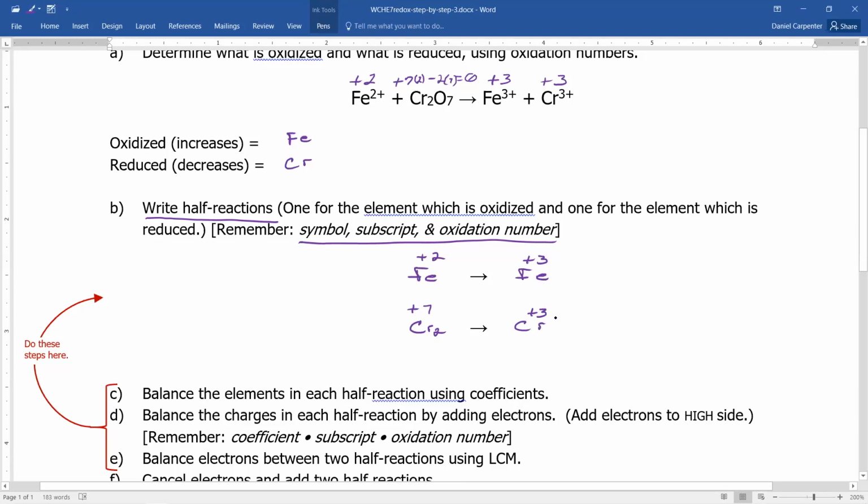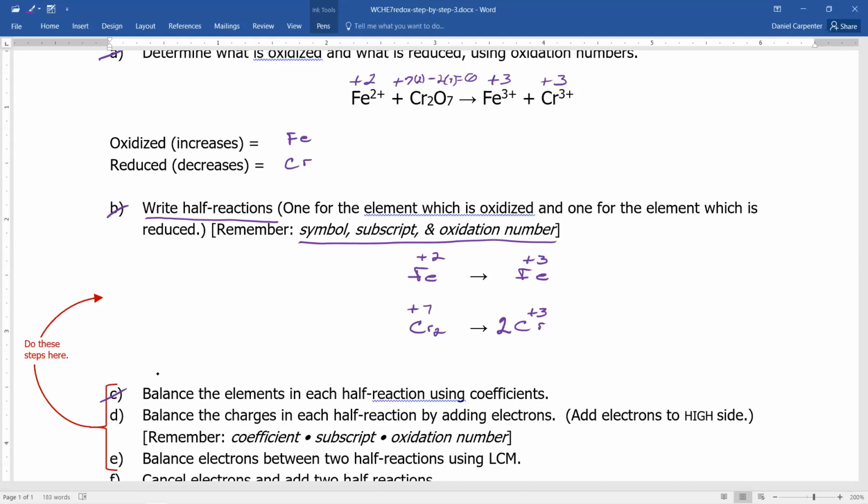So there's step B, the half reactions. Then step C, balance the elements in each half reaction using coefficients. Notice that iron is 1 and 1, but chromium is 2 and 1. So see if you can fix that. So there we did part C. That was easy enough.